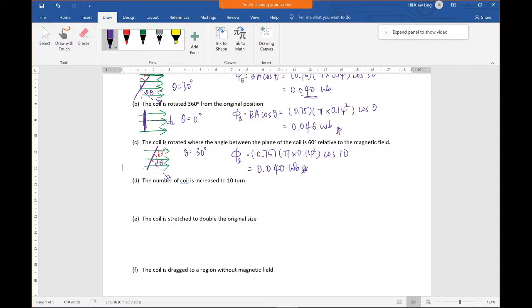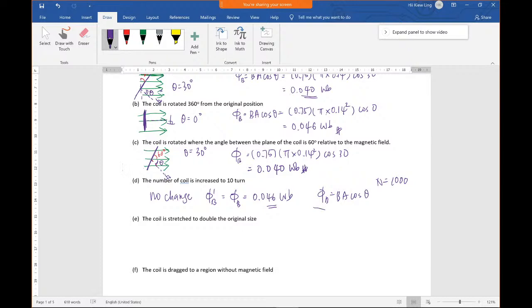Question D, the number of coil is increased to 1000 turn. There won't be any change. Your new magnetic flux is still equal to your original magnetic flux, which is 0.046 Weber. If you look at your magnetic flux equation, it only equals BA cos theta. So even though your N has become 1000 turn, your magnetic flux still remains the same.